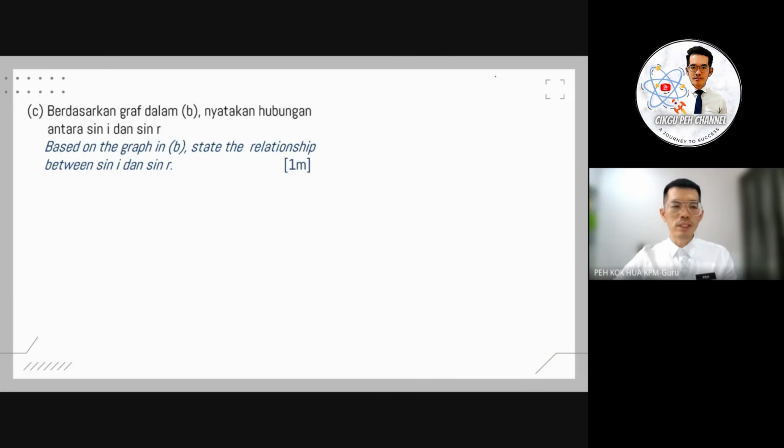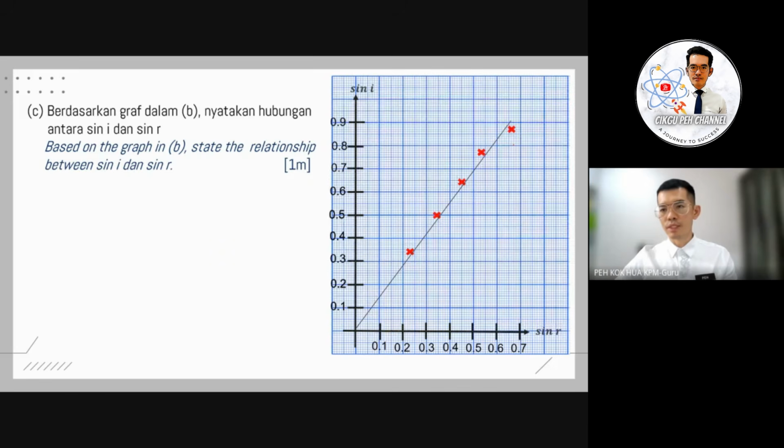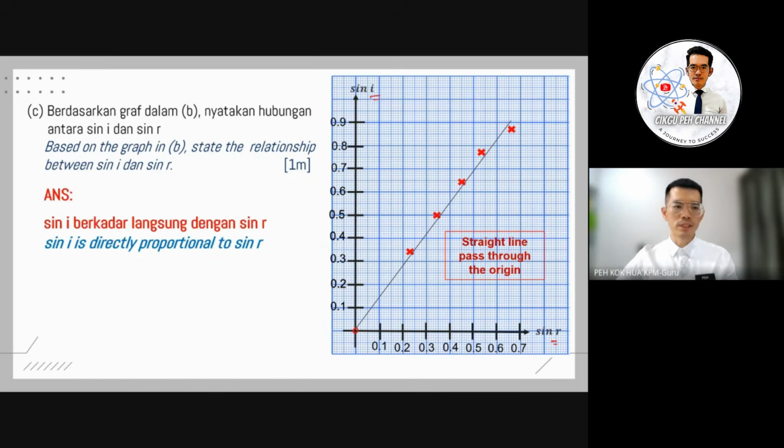So the next is question C, 1 mark. Based on the graph in B, state the relationship between sine I and sine R. So the graph we plotted just now will be almost like this. You can see the straight line passes through the origin. So that means sine I is directly proportional to sine R. So you just write the answer like this: sine I is directly proportional to sine R. So you will get your full 1 mark here.